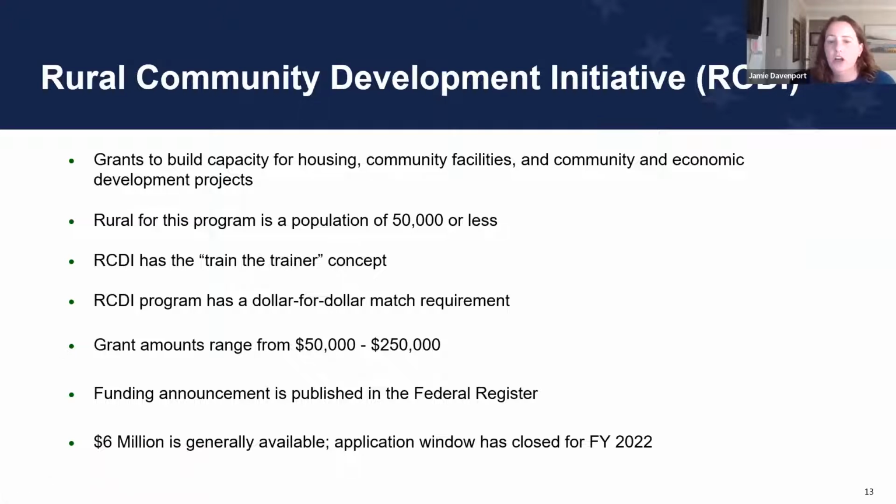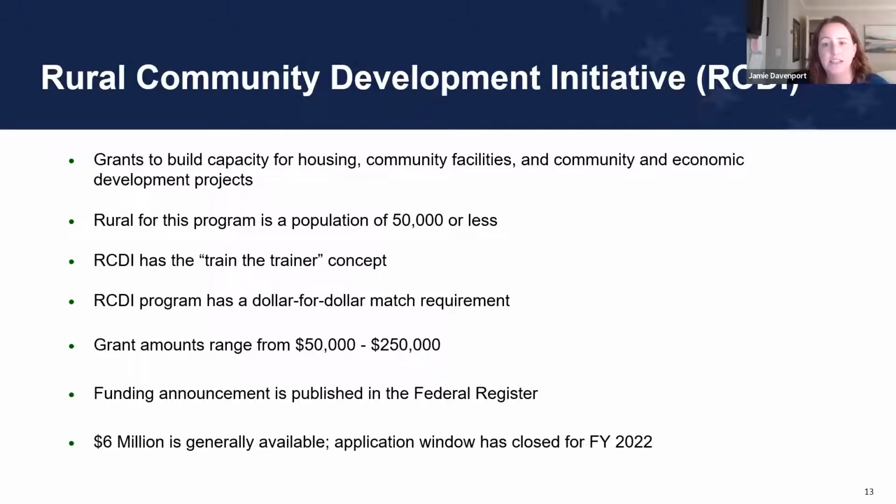And then finally, I wanted to talk about the Rural Community Development Initiative, or RCDI. So this is a grant program that's already closed for this fiscal year, but might be something that you want to consider in future years. And Sean, I think we should flag this so we make sure we share information with you next spring. Typically, we open up the application round in the spring each year, and we typically get about $6 million that's available. Under RCDI, we provide grants to organizations to provide technical assistance to build the capacity of nonprofits, low-income communities, or federally recognized tribes. It's a train-the-trainer type concept.